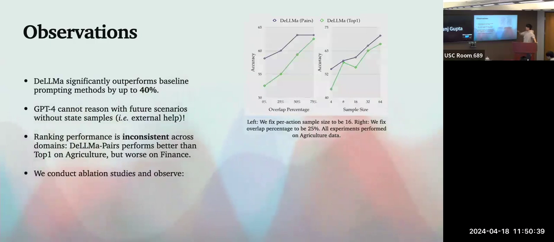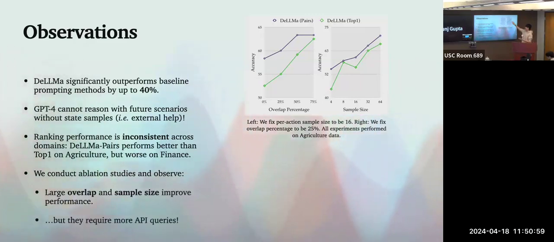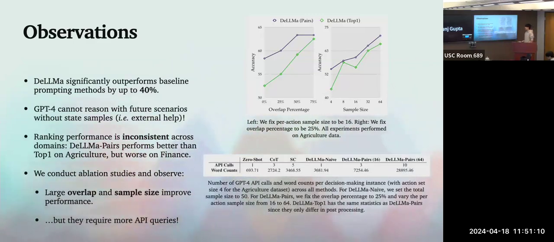We also did some ablation studies on the overlap percentage across each mini batch, and a sample size ablation study, and you can see that larger overlap percentage and larger samples from states lead to better utility elicitation. But a larger overlap percentage means more mini batches, meaning more API queries, and a larger sample size means more API queries as well. So we have some cost analysis here.